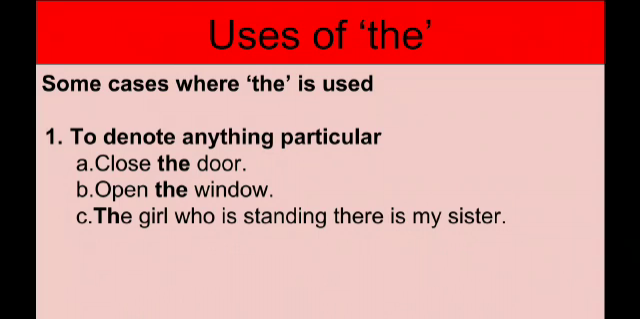Now we are talking about some particular things, specific things. Close the door, that means I am mentioning a particular door, a particular window. A specific or particular girl who is standing there is my sister. She is already known to me, she is my sister. That's why we have used "the" here to denote anything particular or specific.